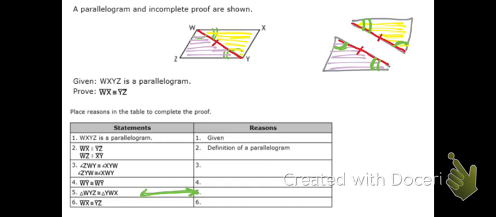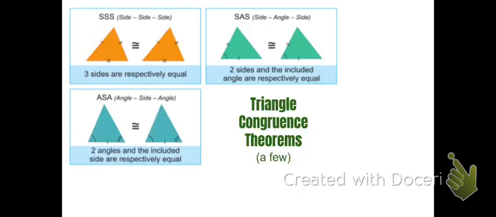Notice that they both have 2 sets of congruent angles, and then 1 set, that red line, of congruent sides. So 2 sets of angles, and then that side that's in between the 2 angles, that connects those 2 angles. So let's look at a couple of those triangle congruence theorems. This is just a few of the triangle congruence theorems. Let's pick out which one works for this proof.